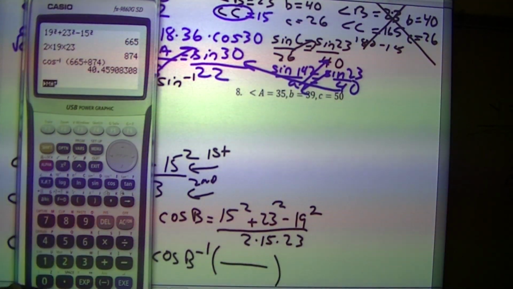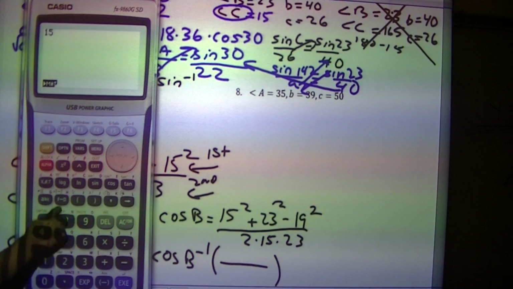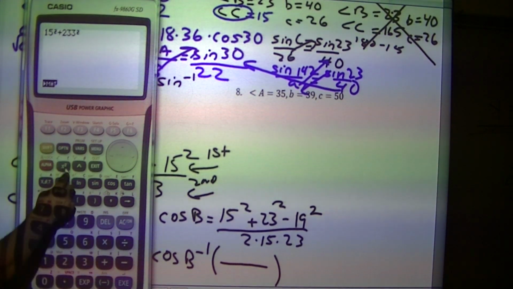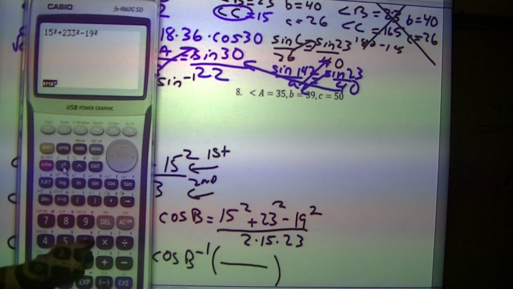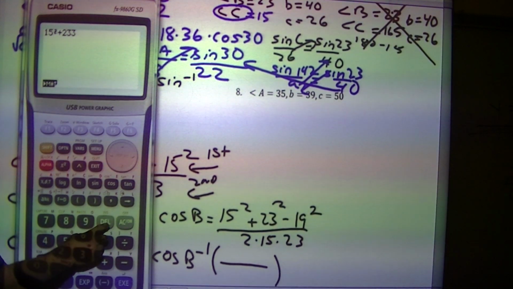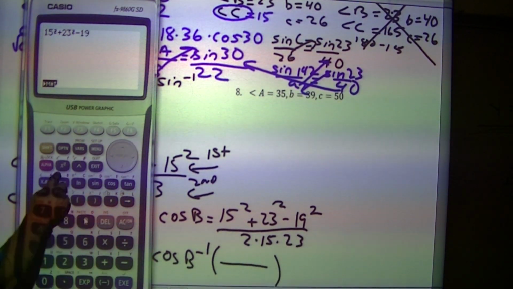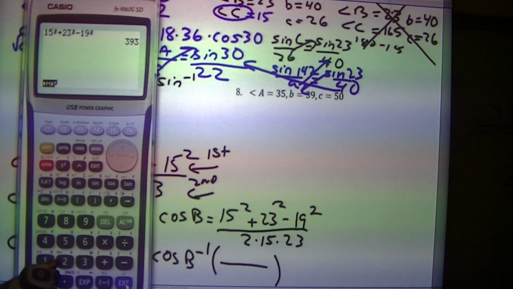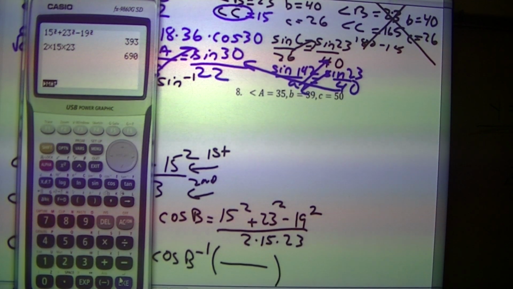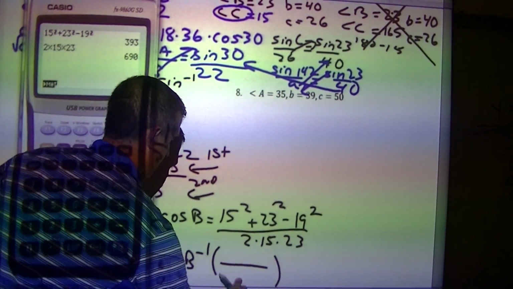All right, so what I'm going to do is 15 squared plus 23 squared minus 19 squared, all right? Whoops, it's 23. So 23 squared minus 19 squared, okay? And then 2 times 15 times 23, okay? So I got 393 over 690.